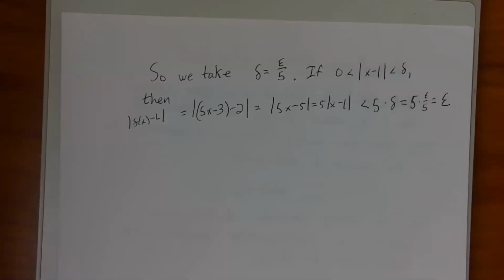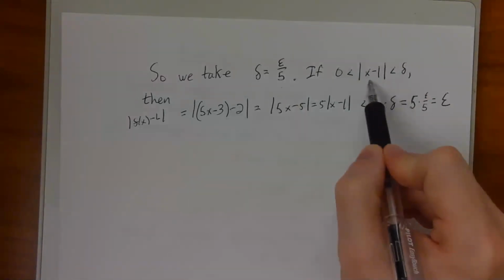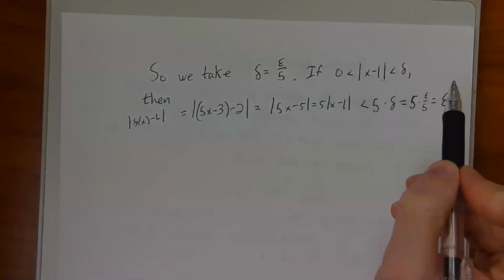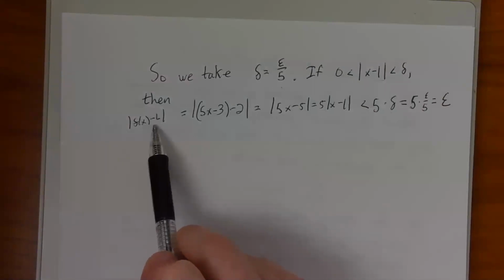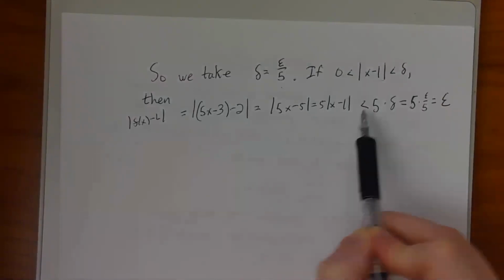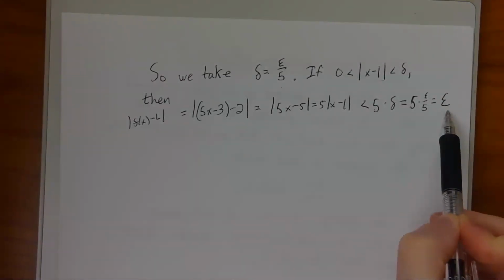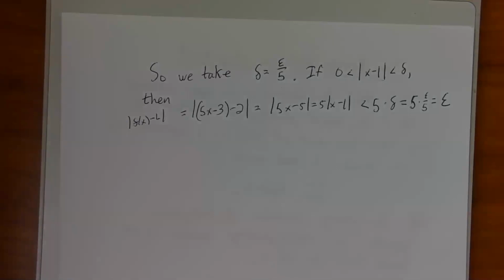So what we've shown here is that with this choice of delta, for any x in this interval, through this string of inequalities, the absolute value of f of x minus L is less than epsilon, which satisfies the exact conditions that we were trying to show. So this is actually the proof that the limit as x approaches 1 of 5x minus 3 is equal to 2. All right.